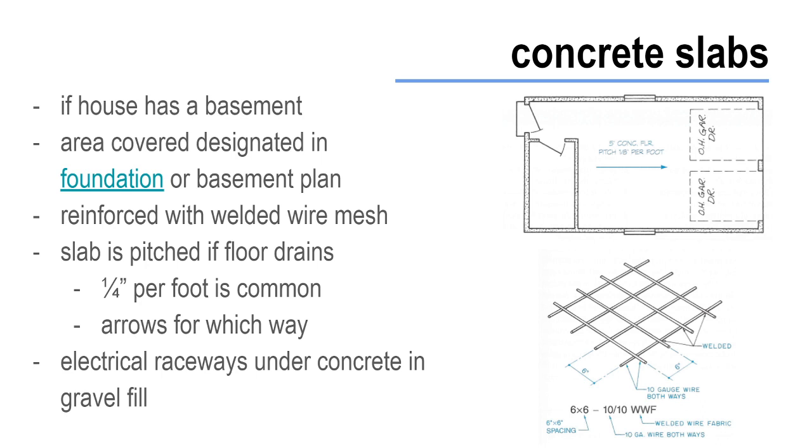This joint filler is as wide as the slab is thick, and it's simply placed against the foundation wall before the concrete is placed. Now, when a house has a basement, the floor of it is concrete slab on grade. And the areas to be covered with concrete are indicated in the foundation plan or basement floor plan.